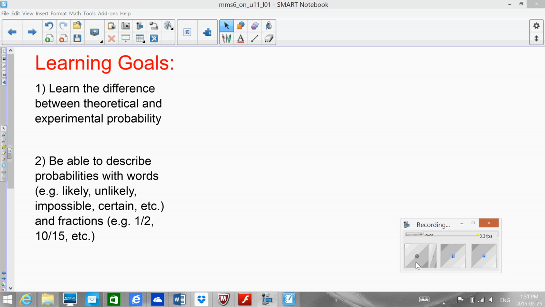Today, we will be looking at two different learning goals for our probability lesson. First of all, number one, we're going to try and learn the difference between theoretical and experimental probability. And secondly, we're going to look at ways to describe probabilities in two different ways. First of all, with words like very unlikely, unlikely, likely, impossible, certain, etc. And finally, with fractions, like a 1 out of 2 probability or a 10 out of 15.